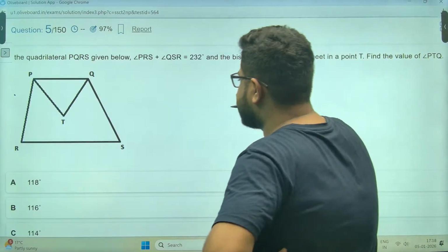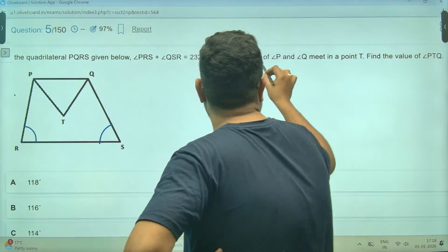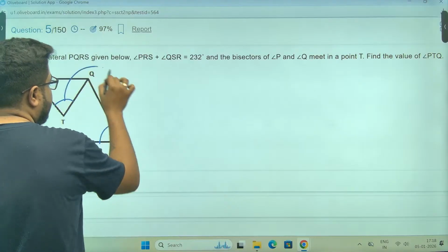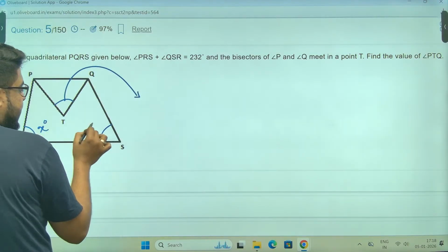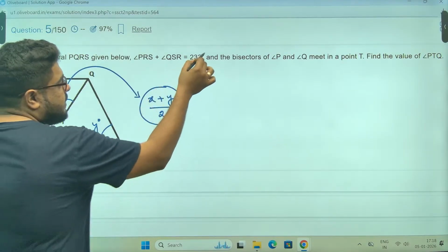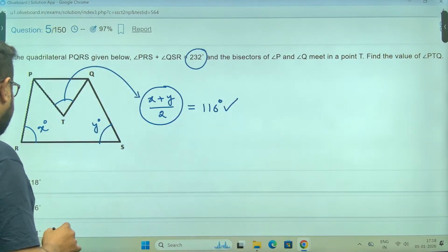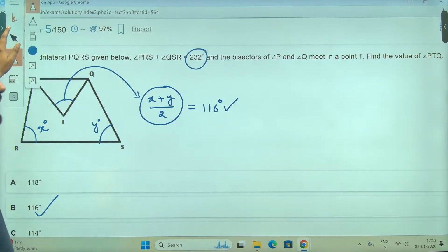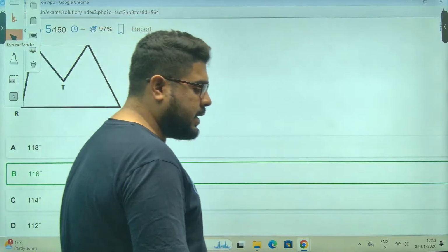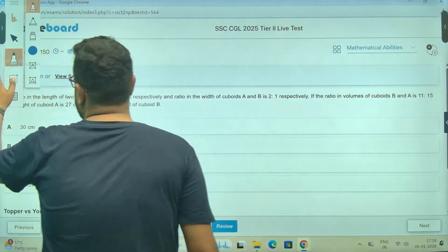PQRS, angle PRS plus angle QS are given. PRS, this angle, and QS, this angle, are given. The bisectors are these, PTQRS. This angle is equal to the sum of these two angles. If this is X and this is Y, this is (x plus y) divided by 2. The x plus y value is given as 232, so it will be 116 degrees. Option B is the answer. It is a very simple property. Each and every one should know this. If you have already cleared tier 1, you must know this. Chalo, next one.